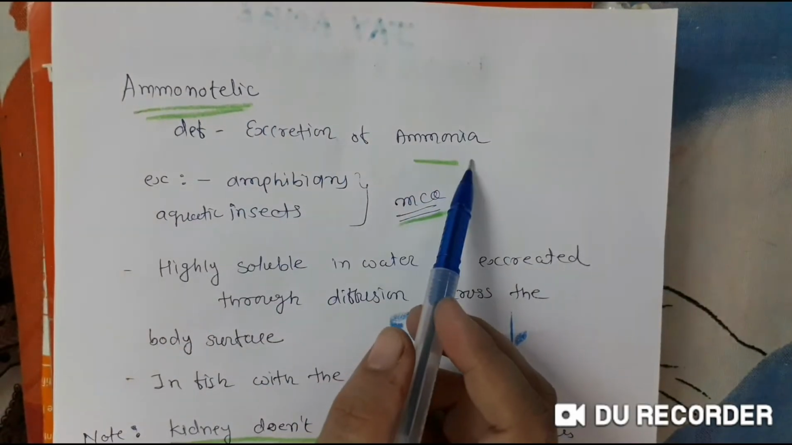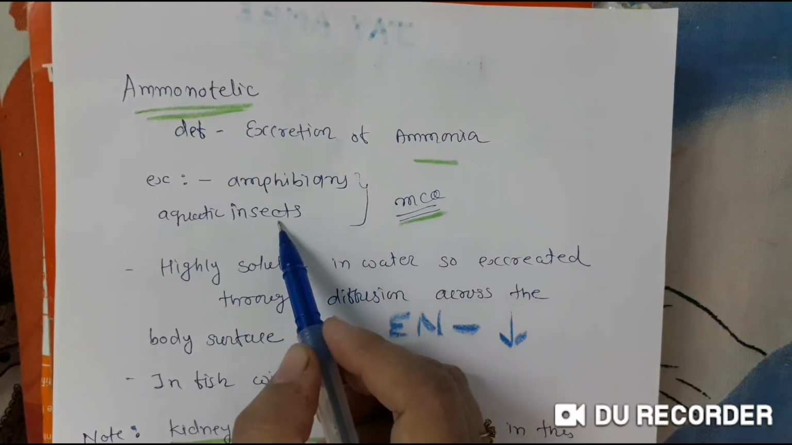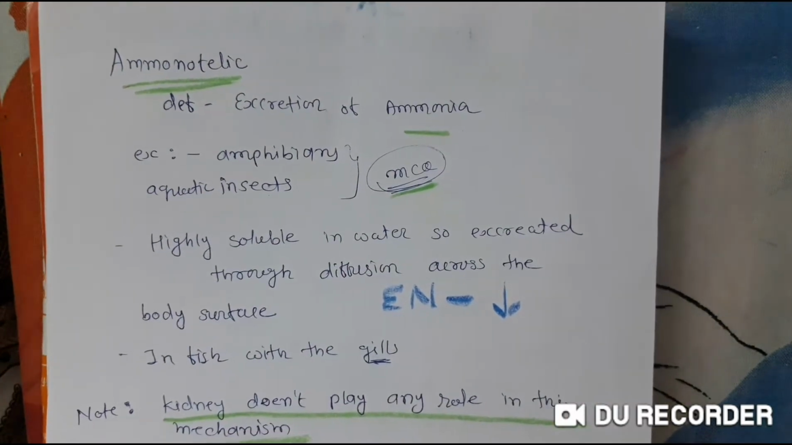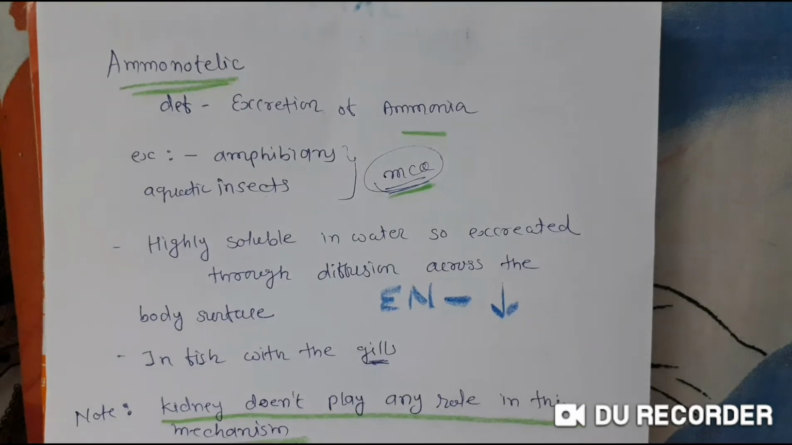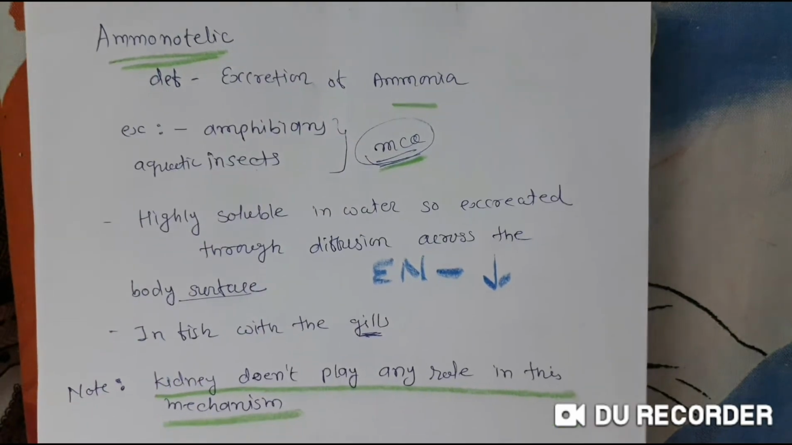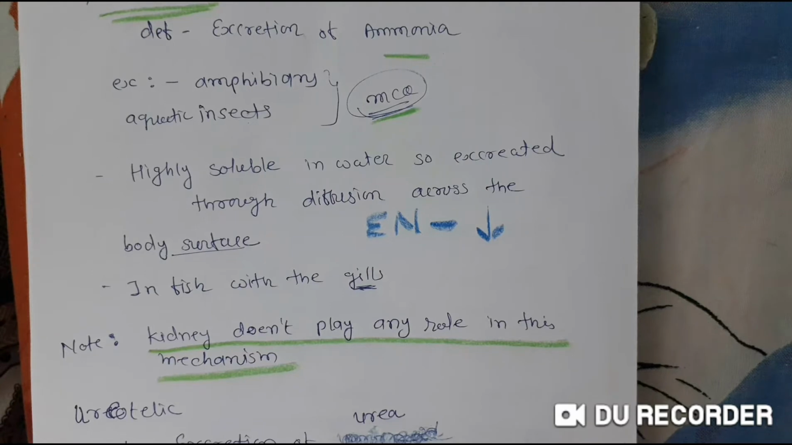It is the excretion of ammonia. Certain amphibians and aquatic insects do this. They excrete ammonia, so they are called ammonotelic. Examples are important for the MCQ. Ammonia is highly soluble in water, so by diffusion it can easily be removed through the body surface from higher concentration to lower concentration. Mostly fish do that with the help of the gills. The kidney does not play any role in this mechanism.